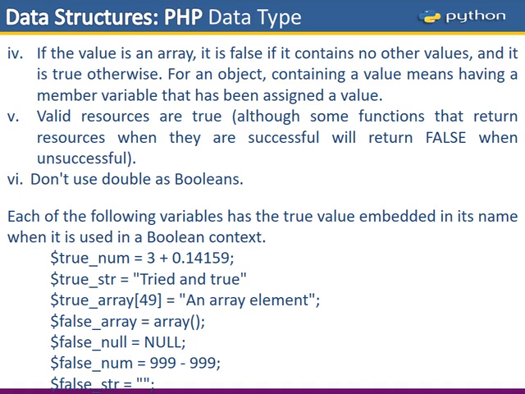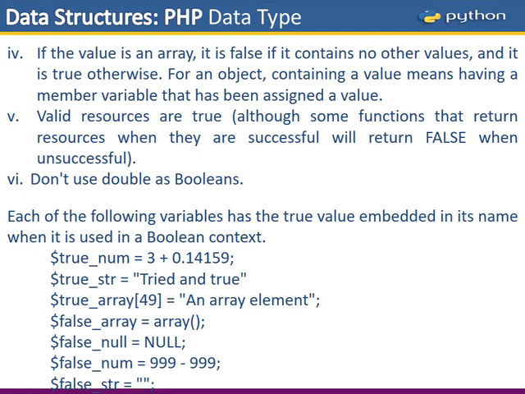Each of the following variables has the true value embedded in it when it is used in a boolean context. Like this example code here, $true_num, this numeric value is true. We have the $true_str, which generates a non-empty string, true. So we have the $true_array, an array equal to array with at least one element.